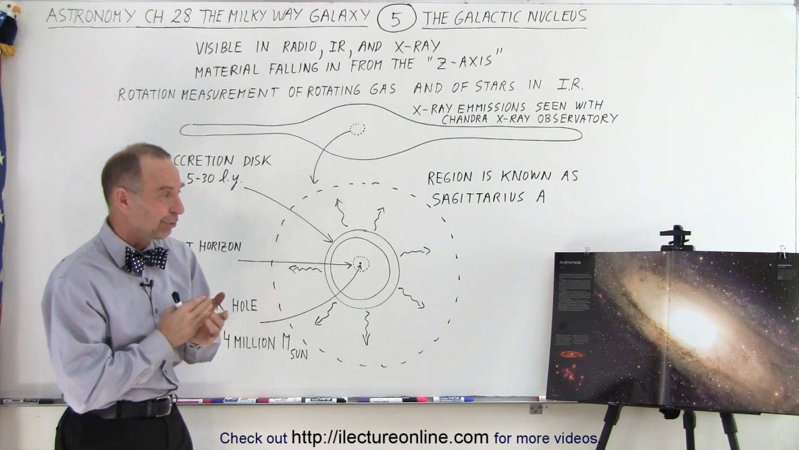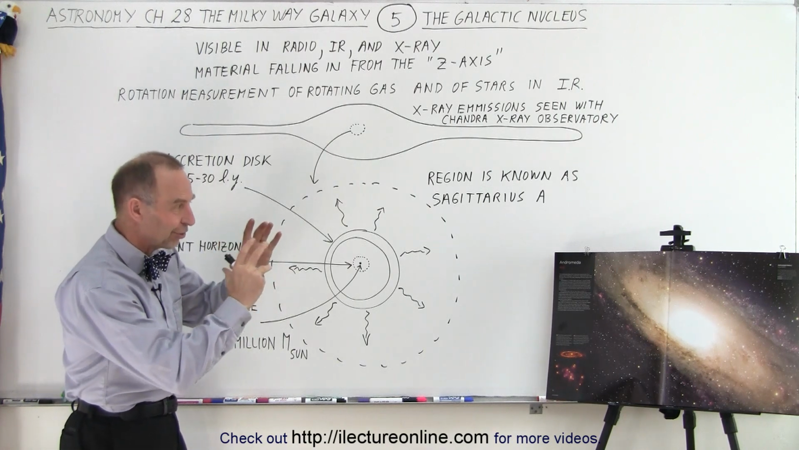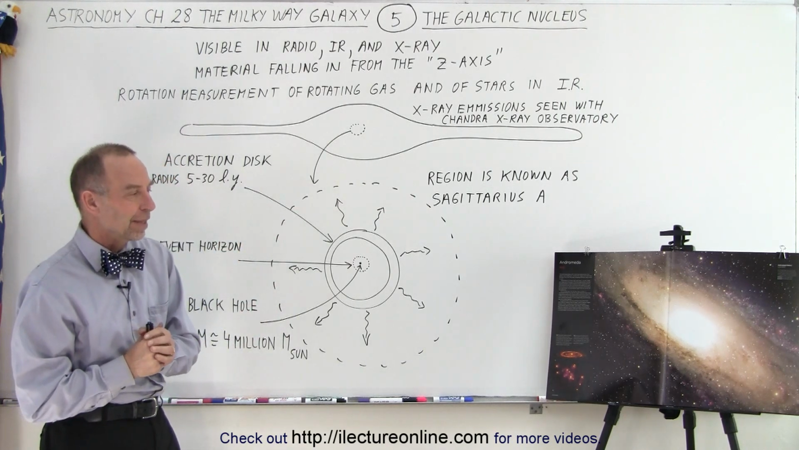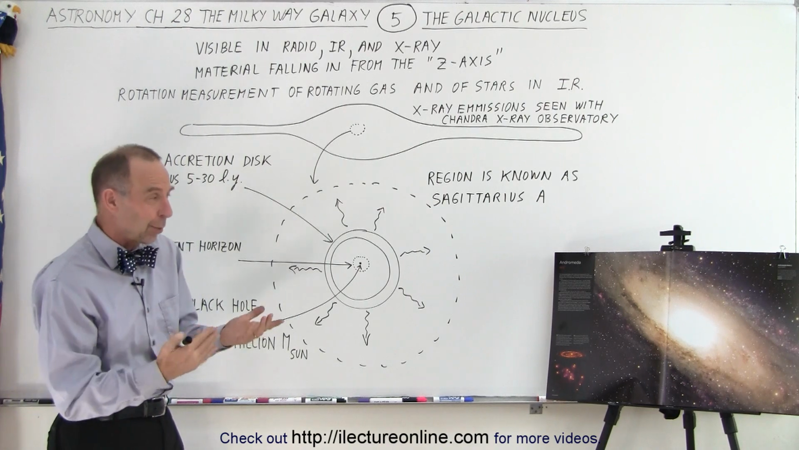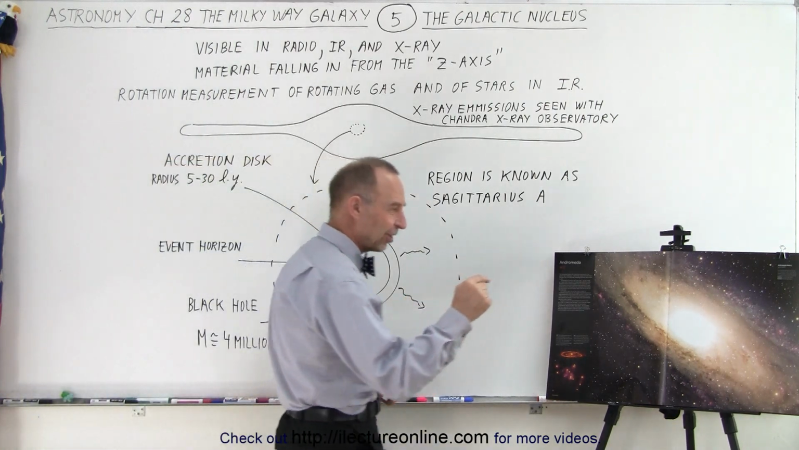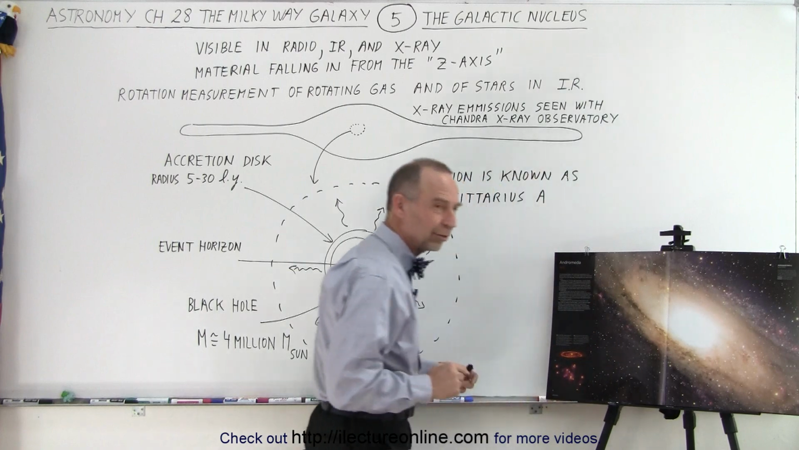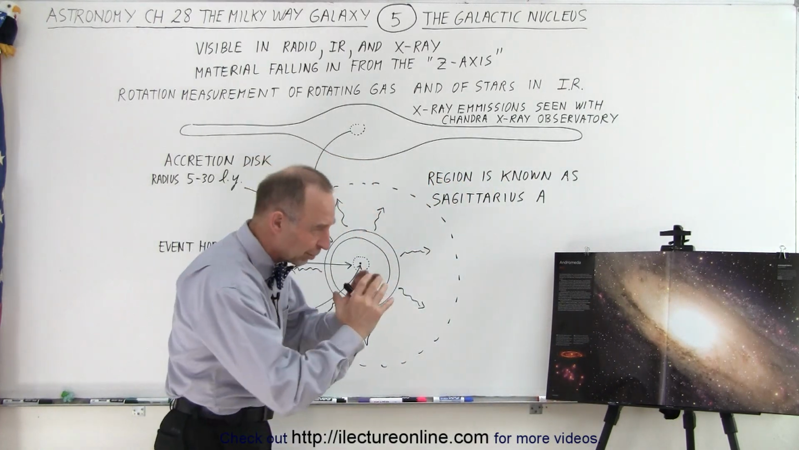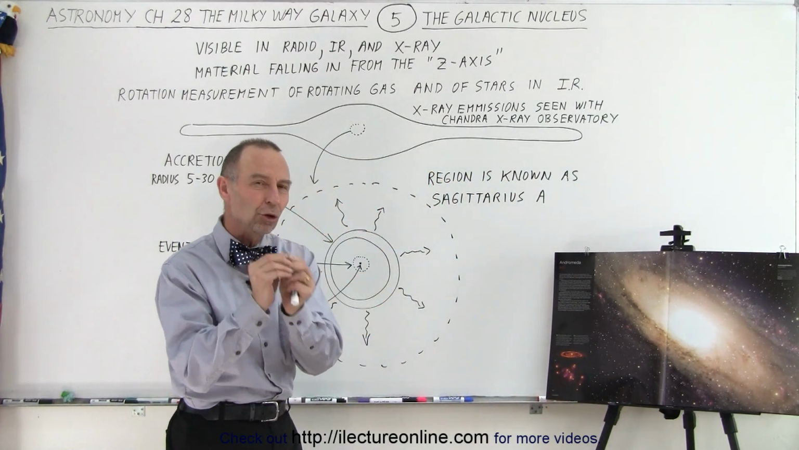Now we're going to start looking at different portions of the galaxy in a little bit more detail, starting out with the galactic nucleus. Here we have a beautiful picture towards the center of the Andromeda galaxy. Of course it's not the Milky Way galaxy, but imagine at the very center of the bulge of the galaxy, that's where you find the nucleus of the galaxy.